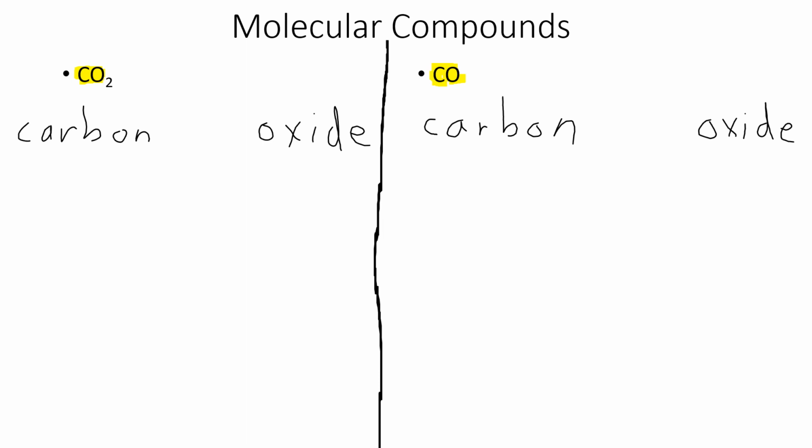So the example on the left, how many oxygens do I have? Well, I have 2 oxygens on the left. The prefix for 2 is di. So this becomes what you're very familiar with. Compound on the left is carbon dioxide.